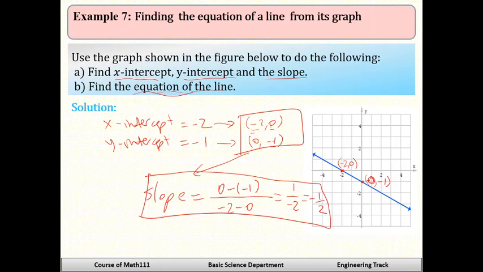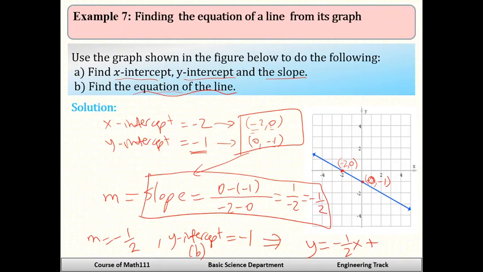And it says write the equation of the line. So we know the slope m is minus 1 over 2, and the y-intercept is b, which is minus 1. So you can write the equation as y is equal to mx plus b, which is minus 1 over 2x plus minus 1.